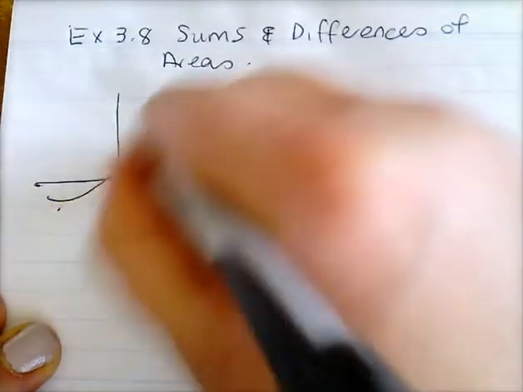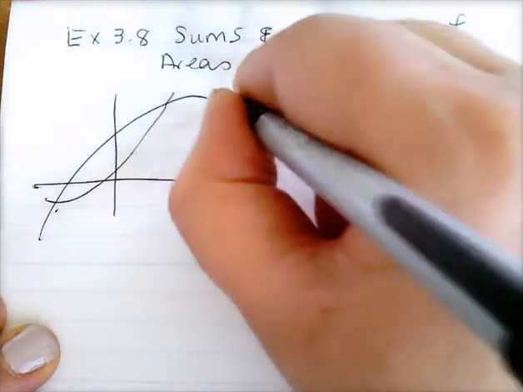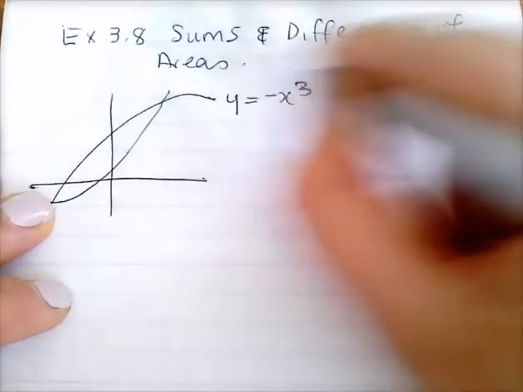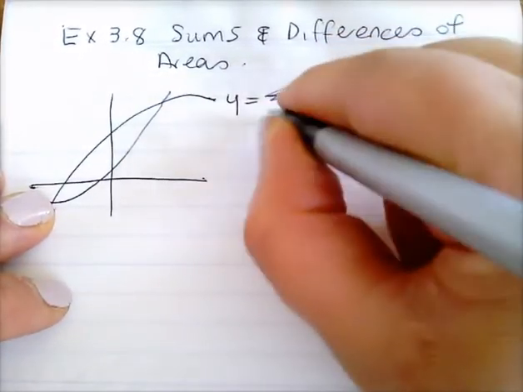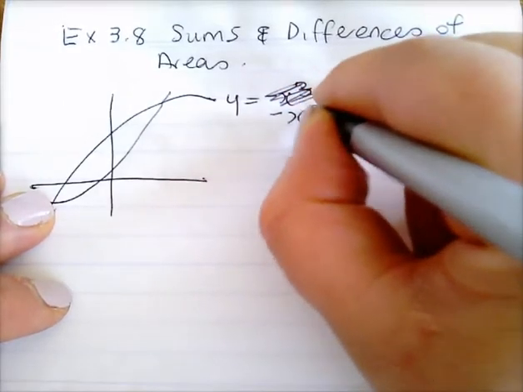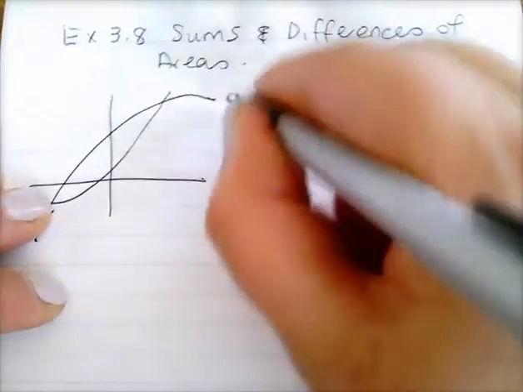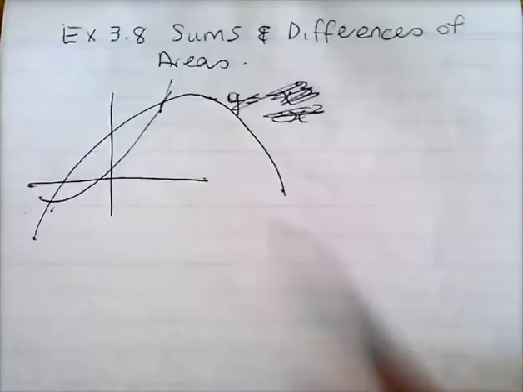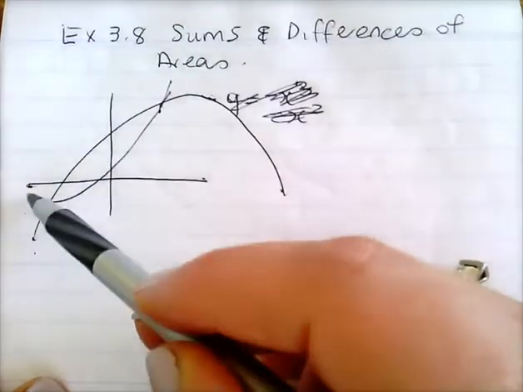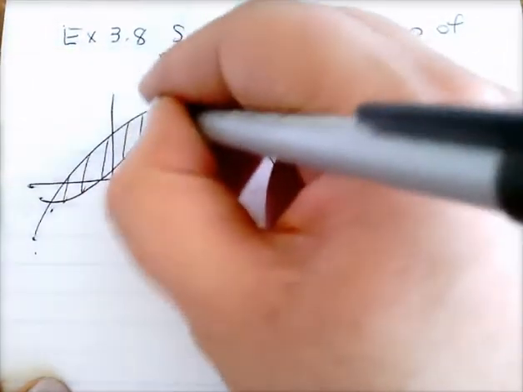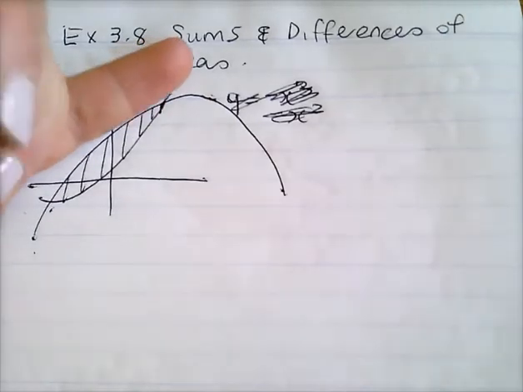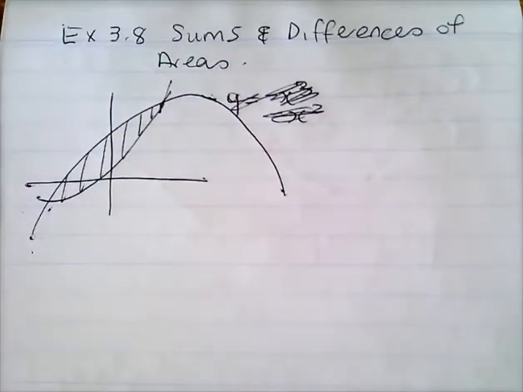If I want the area, let's say I've got y equals negative x squared, I don't know. Oopsie, very messy. All right, let's say I've got this. I don't even know what that curve is, but let's say I've got a top curve. Let's say I want this area here, below the top curve but above the bottom curve.